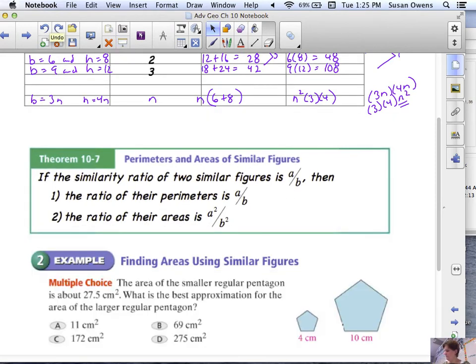So if the similarity ratio of two similar figures is A to B, then the ratio of their perimeters is also A to B, but the ratio of their areas is A squared to B squared. Or you can think of this as A over B, squared.